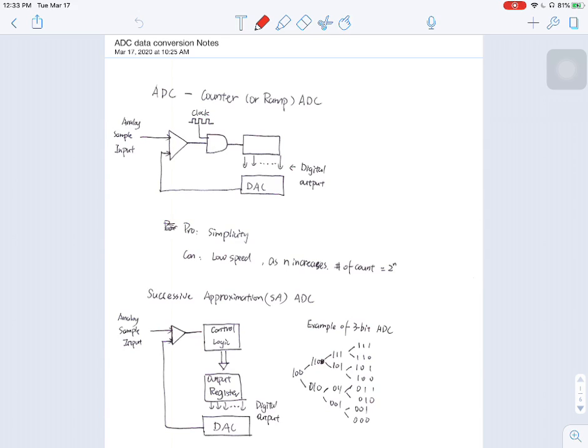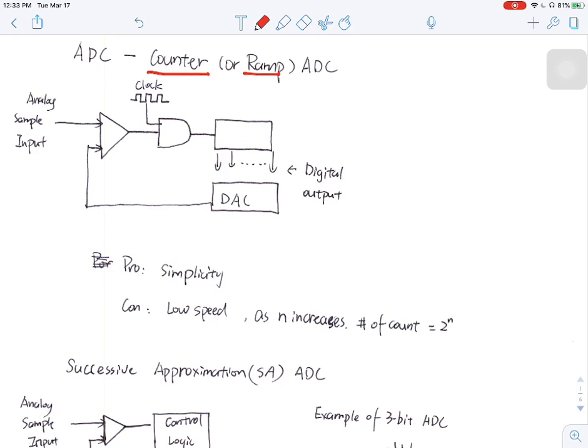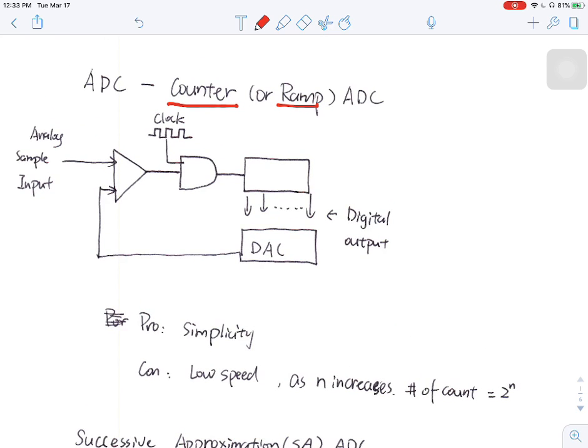All right. So let's look at the first type of ADC, and it's called the counter or ramp ADC, analog digital converter. Before we get into this, I want you to think about this.